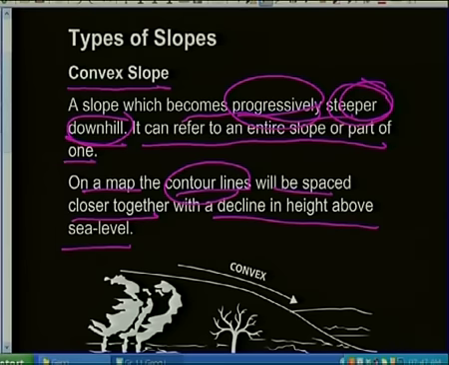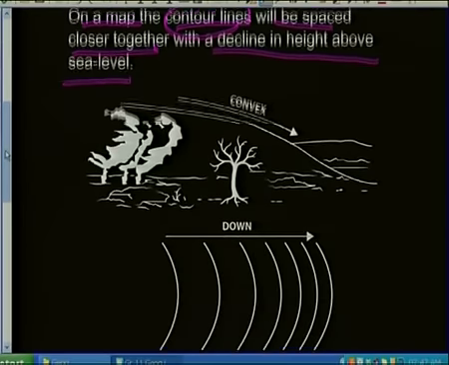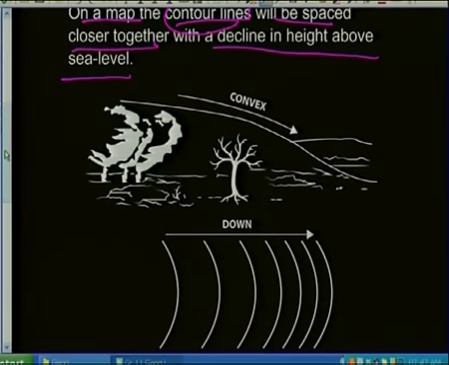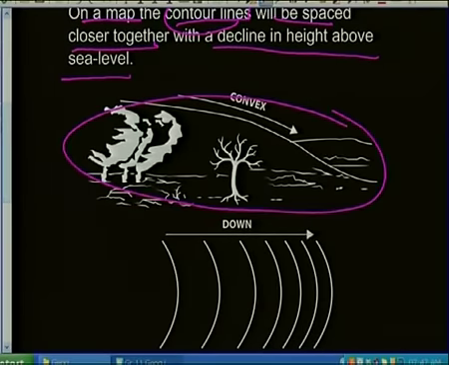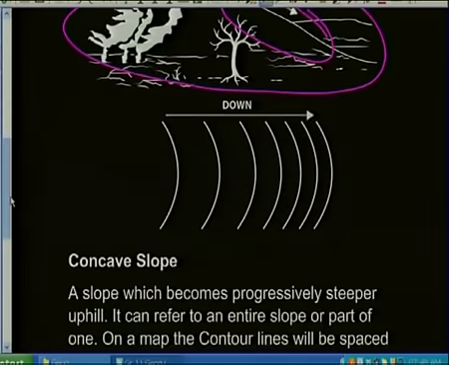Let's have a look at a contour map that describes a convex slope. You will note the following. We've got a diagrammatic representation of a convex slope. Note progressively steeper. This area here is your progressive steepness. On a contour map, it will be displayed as follows. Note the contour lines are far apart and then progressively become closer. This is best described as a convex slope.